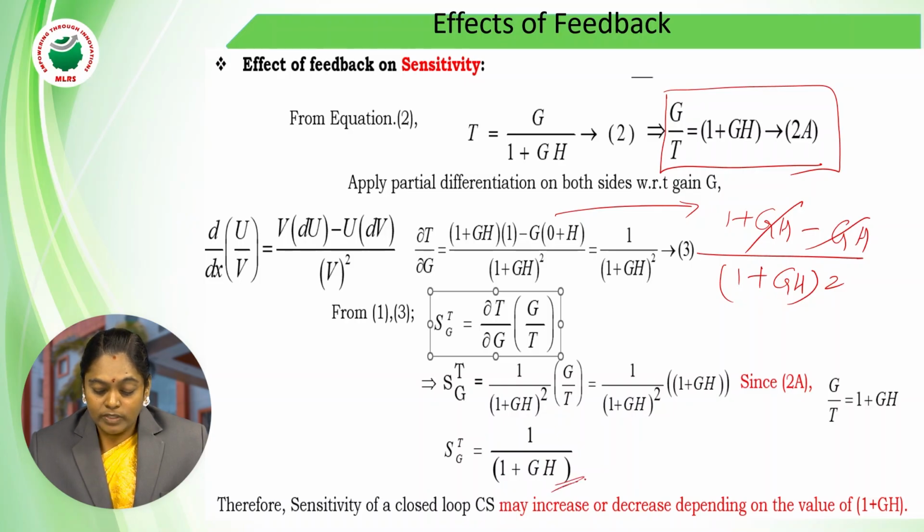So if you observe, this sensitivity parameter also depends upon the 1 plus GH value. Depending upon this 1 plus GH value, similar to the previous case, this sensitivity may be increased or decreased. So the gain as well as the sensitivity parameter of a feedback depends upon the 1 plus GH value. If 1 plus GH is more, gain and sensitivity will be less. If 1 plus GH is less, gain and sensitivity will be more.